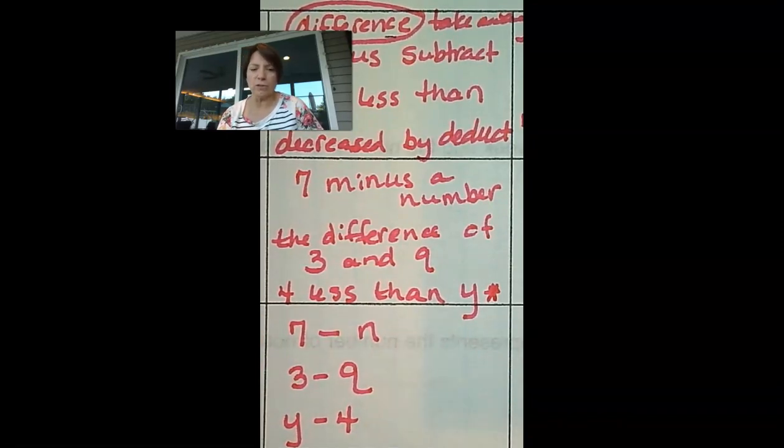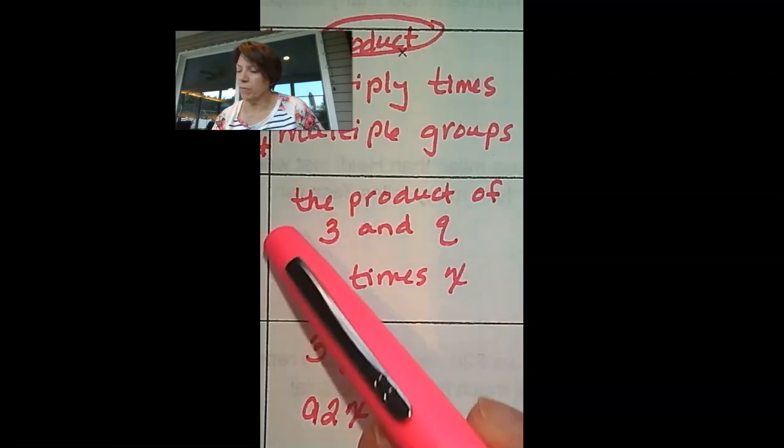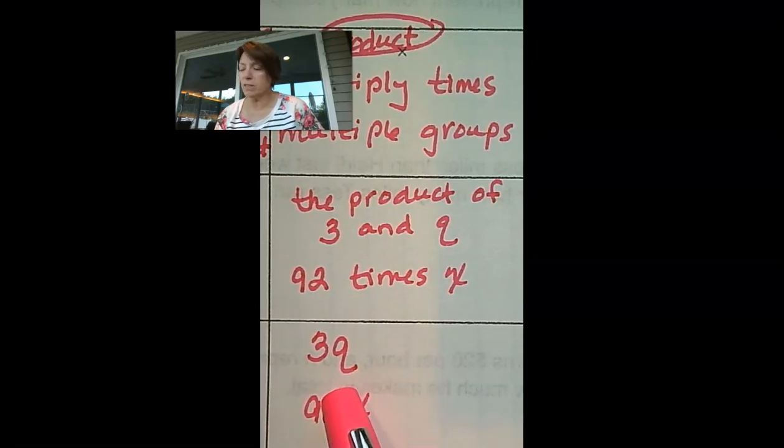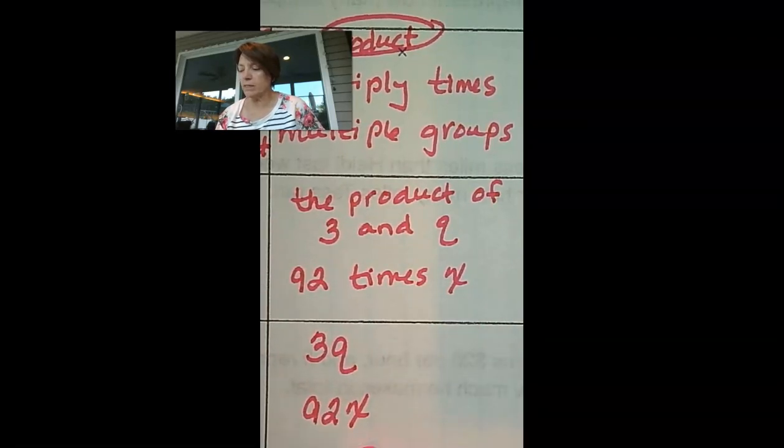So that one's reverse. Okay, for multiplying, we have the product of 3 and q. Remember, when we are using a whole number or a number and a variable, we don't have to put an operation symbol between the two. We know that this is multiplication. So this means 3 times q, not just 3q. And then this one is the 92 times x. This is how we would write 92 times whatever x is. This means 92 times x.